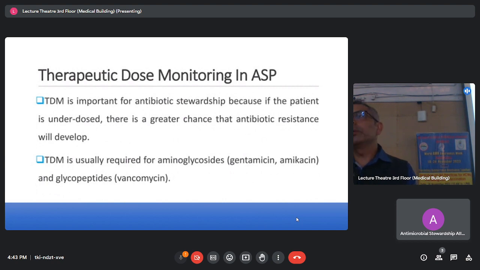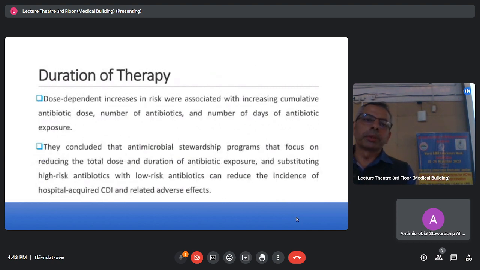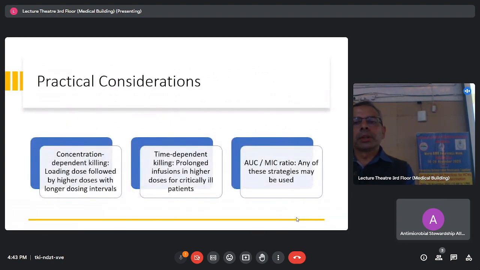And as far as TDM, we have already discussed the take-home messages. It may or may not help the therapy or change it. Then duration of therapy. Now, these are the practical considerations that we have already discussed.